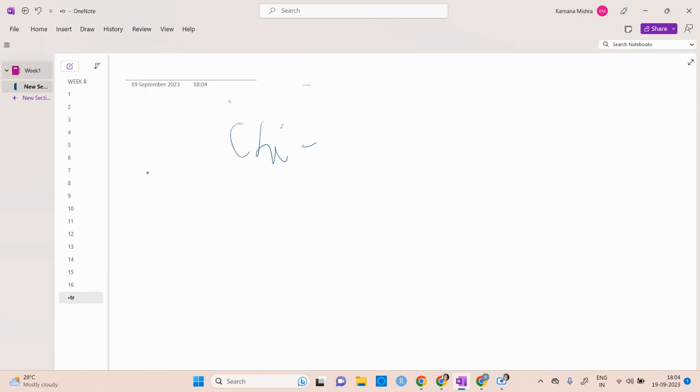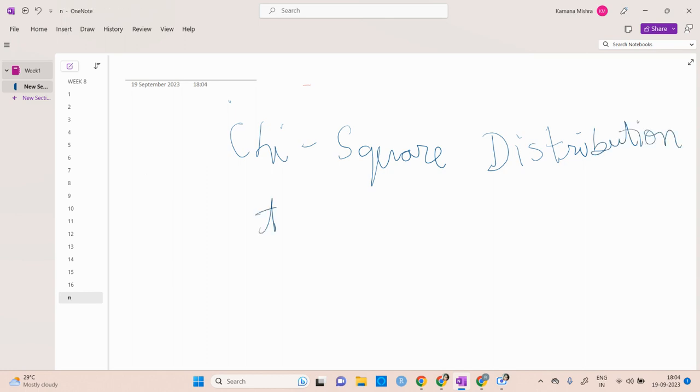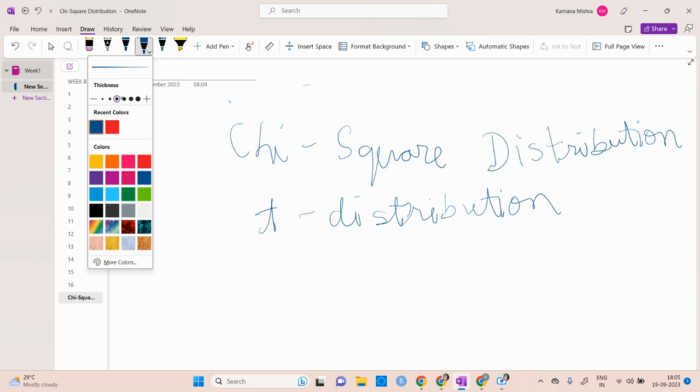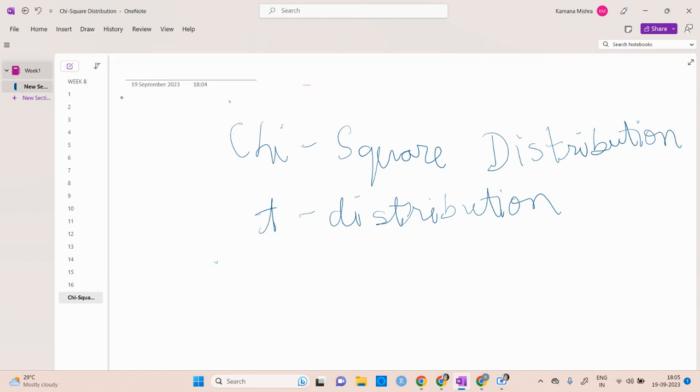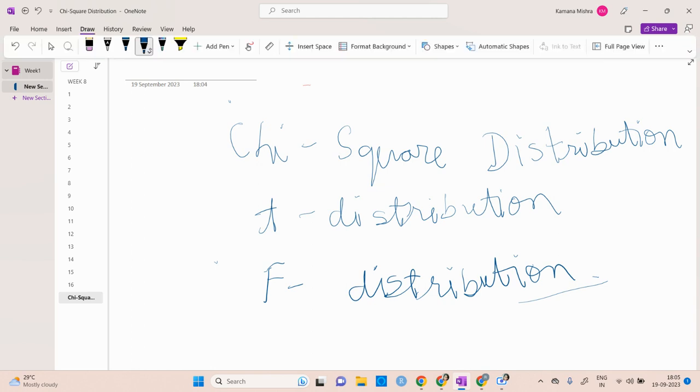So basically, we will go through three distributions: chi-square distribution, t distribution, and then the last one, the F distribution. These distributions help us when x follows a normal distribution and we want to see what x square follows, or x by y. The F distribution is basically for the variance part.